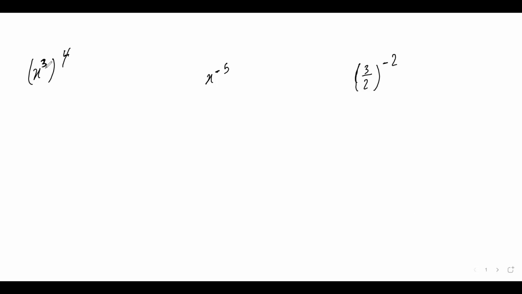I have x to the power of 3 to the power of 4. So this equals, we write down the base and we multiply the exponents. 3 times 4, which is 12. That's our answer. x to the power of negative 5.